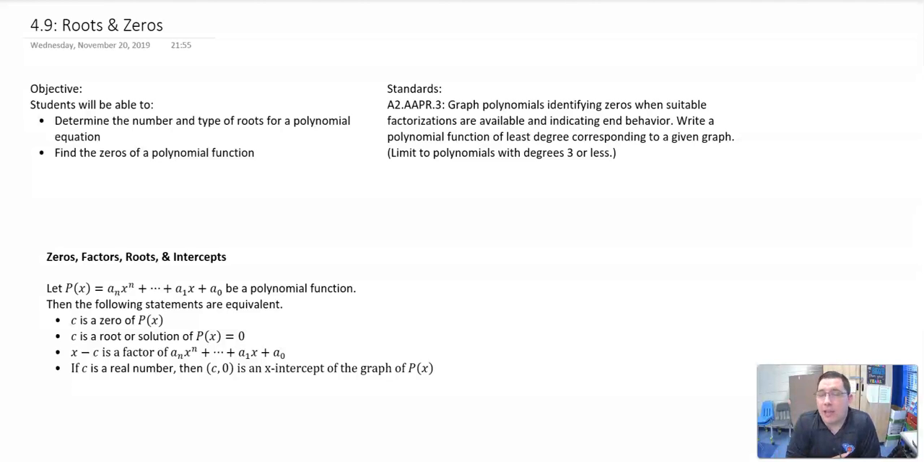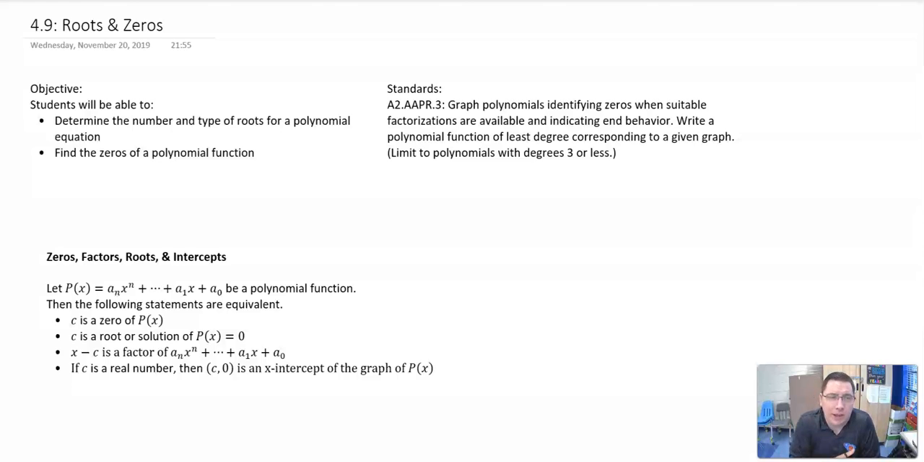Today we're going to look at 4.9 on roots and zeros. This is the final section that we're going to look at, and if you notice, we've skipped sections 7 and 8, as those are pre-calculus standards that we'll look at if you take that course next year.